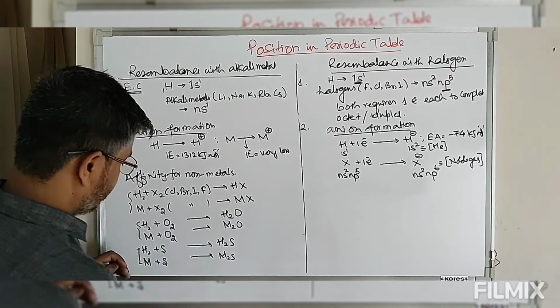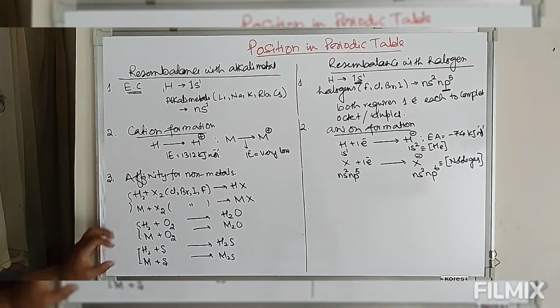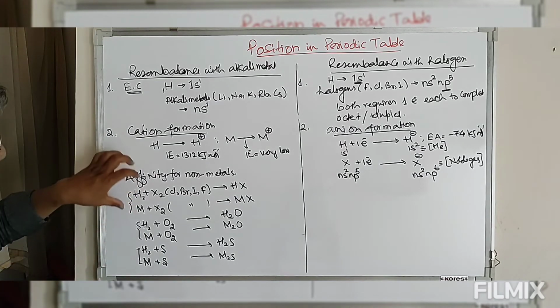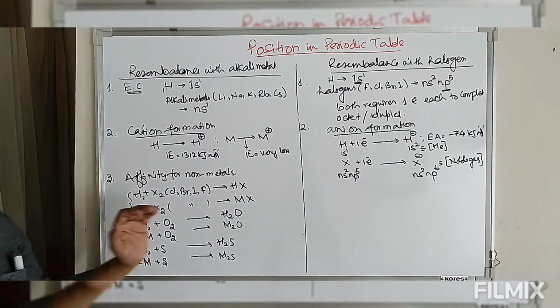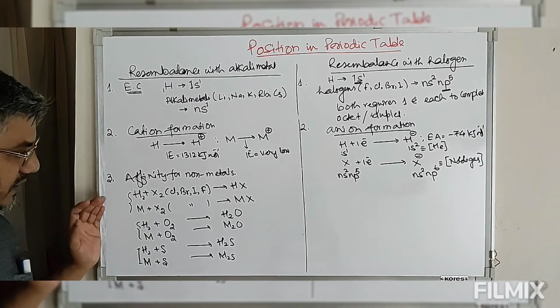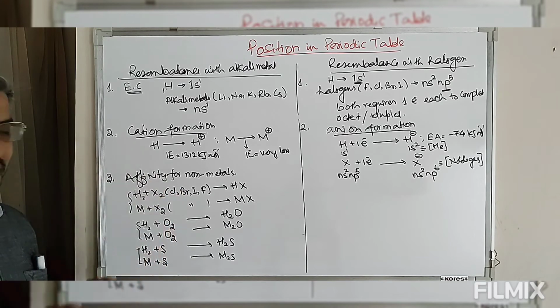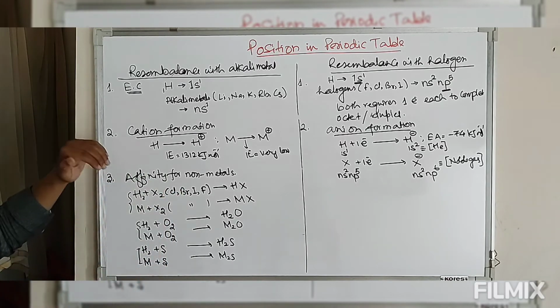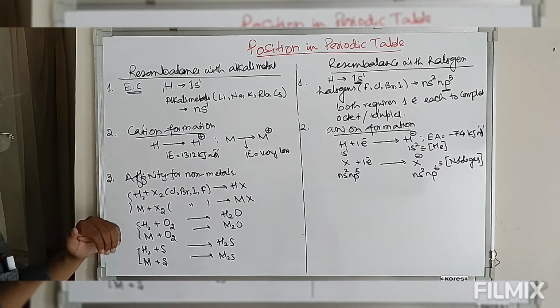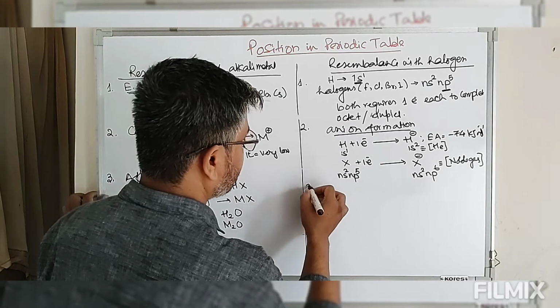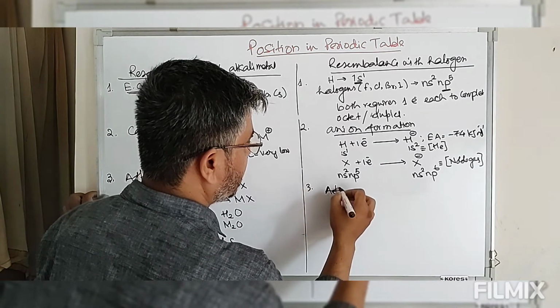Now look at this. So this shows that both hydrogen and metal show a very strong affinity for non-metals. So in terms of affinity for non-metals, we can say that hydrogen shows some properties similar to those of alkali metals. On the other side, affinity for metals.